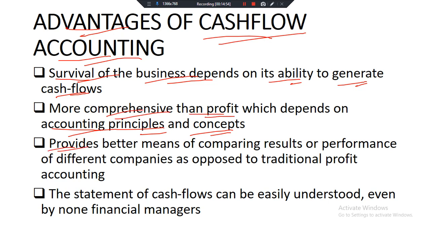Then point number 3, it provides a better means of comparing results or performance of different companies as opposed to traditional profit. Remember, I already explained this in the first slide. Profit is not reliable because it's subject to accounting policies and concepts. For example, depreciation is one of the examples that may inflate or deflate the profit. So it's quite difficult to compare two different companies. If a company uses the statement of cash flows as a means of comparing two different companies, it's going to be more reliable, right?